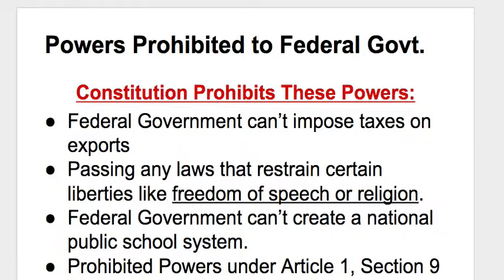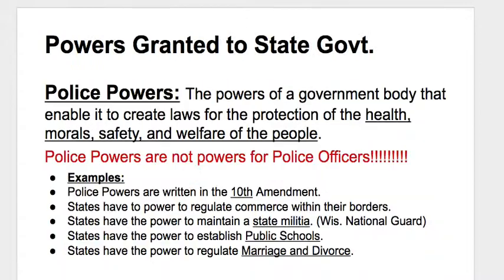There are also more prohibited powers under Article 1, Section 9 of our Constitution. It says there are no taxes on state exports. So you have a sales tax, but there's no tax on goods because they're from a different state. There's no preference in commerce for one state over another. There's no spending without appropriation by law. There are no titles of nobility, no bills of attainder. They really were worried when they created the Constitution about people having a nobility title. Those are all things prohibited to the federal government.